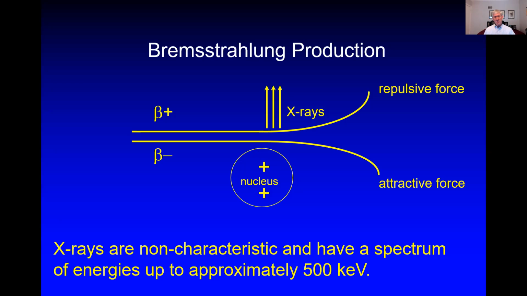The Bremsstrahlung production associated with a beta plus particle is almost exactly the same conceptually, except that instead of an attractive force, we have a repulsive force. So as you can imagine, this beta plus particle comes zinging along here. This electropositive force from the nucleus is going to repel the electropositive force here. It's going to push that beta particle away from the nucleus. It's going to slow it down. And again, we will get these non-characteristic X-rays.